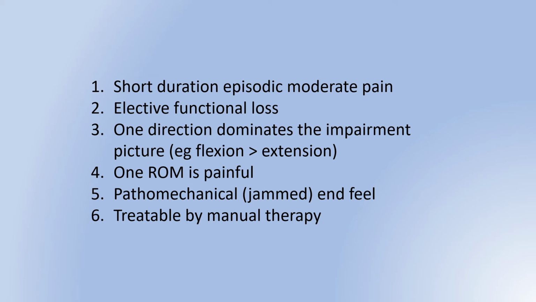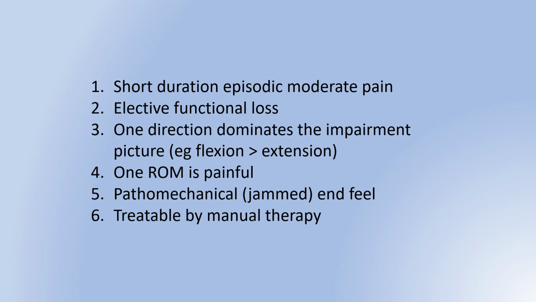The pain is moderate, as is any referral. Any functional loss is not obligate, that is, the patient chooses to curtail function but is not forced to. Functionally, there is a dominance of impairment, such as bigger problems with flexion activities than extension, and the range of motion shows this clearly with only one movement type being painful. This is also seen on biomechanical testing, where only one passive physiological intervertebral movement and one passive arthrokinematic movement is lost, and this is often the conjunct rotation.